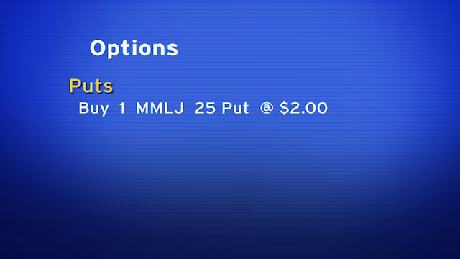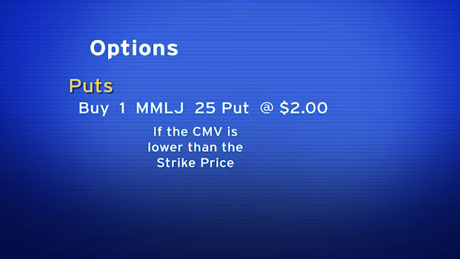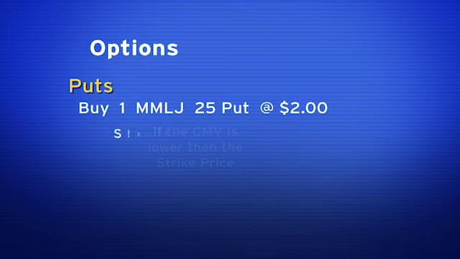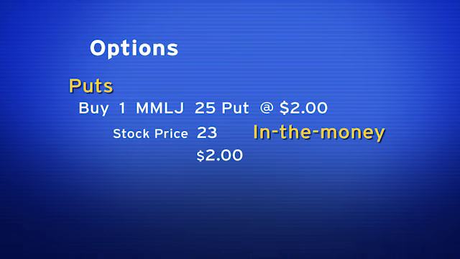When would a put be in the money? Remember, intrinsic value is in the money. When would a put be in the money? Put down: when the stock price is below the strike price is when a put is in the money. So if the stock price, the current market value in the secondary market, is $23 a share, that's $2 lower than the strike price. So this option would be in the money by $2, would have intrinsic value of $2.